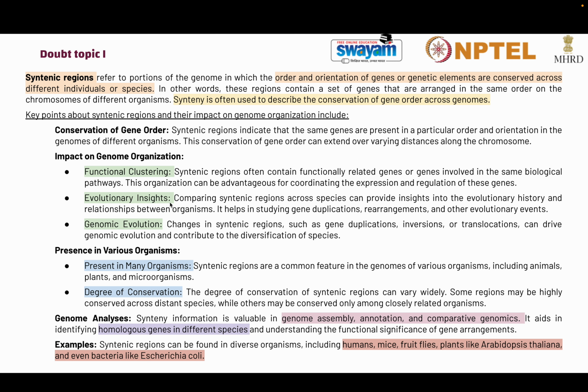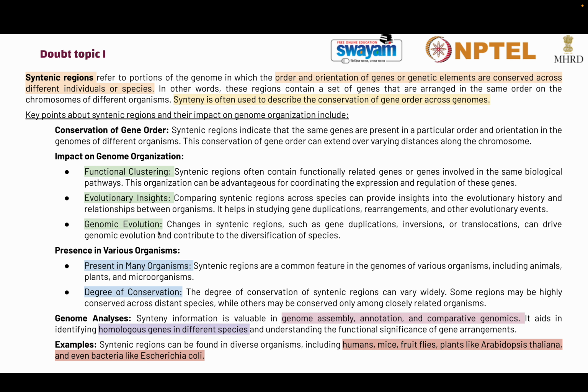Then evolutionary insights. Comparing the syntenic regions across species can also provide you evolutionary information: in different species, if some genes are still present on the same chromosome, then it will tell you that this has some role to do. And it also helps you to study the gene duplications, their rearrangements, and their evolutionary events.